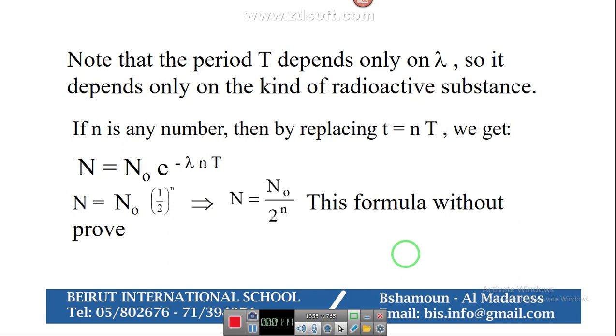For this, we have the remaining number of nuclei equal to the initial number of nuclei, N equal N0 e to the minus lambda t. Also, N disintegrated equal N0 minus N, and the third law here is N equal N0 over 2 to power n, where small n is the number of decays or the number of half-lives.